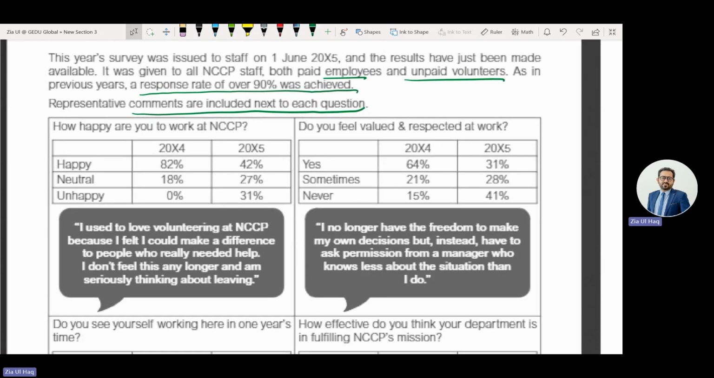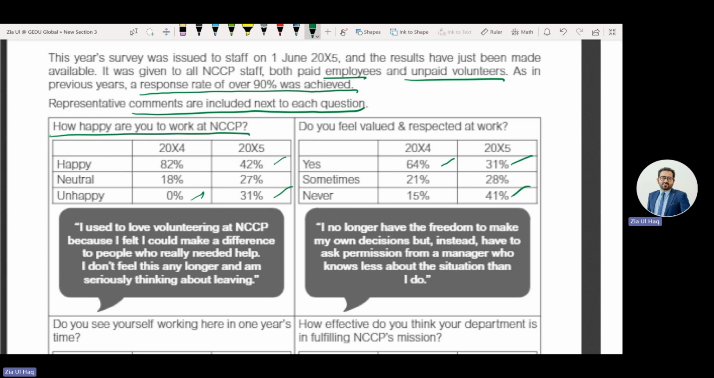So if you have asked your employees, how happy are you to work at NCCP? Previous year, 82% were happy, now 42% are happy. There was 0% unhappy, now 31% are unhappy. Do you feel valued and respected at work? Previous year, 64% were saying yes, we get value and respect here. Now 31% are saying we are having some value and respect here, and 41% are saying no value.